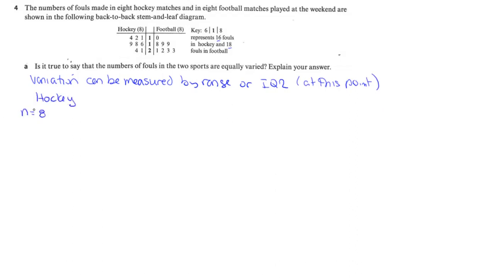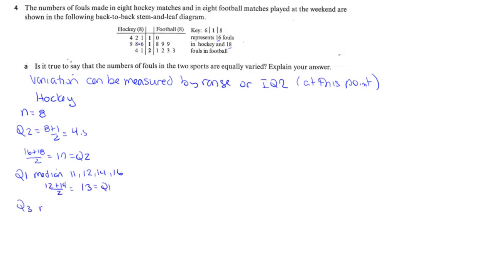So hockey, let's spell it out. There's 8 pieces of data. We can figure out the Q2 is going to be the 4.5. It's the average of the 4th and the 5th. So that means it's going to be the average of 16 and 18, or 17. And then Q1, that's the median of the lower half. Well, there's only 4 of them. That's pretty easy to figure out. So that's going to be the average of 12 and 14, which is going to be 13.